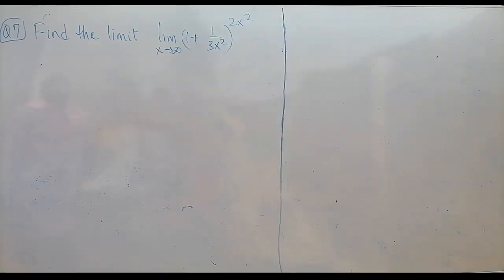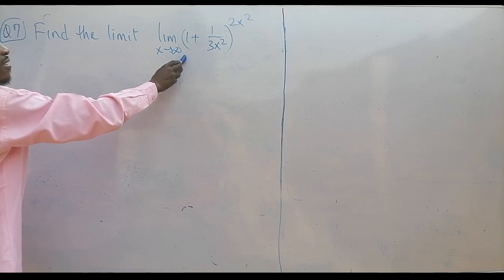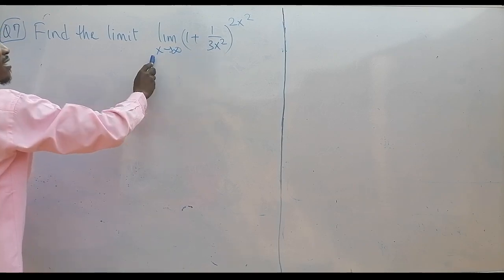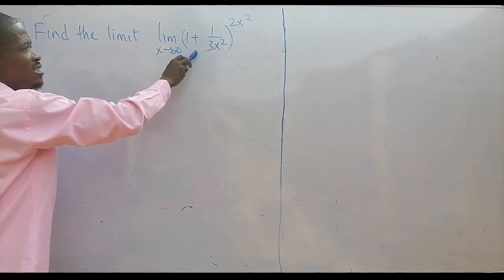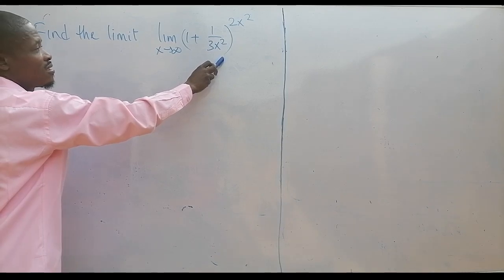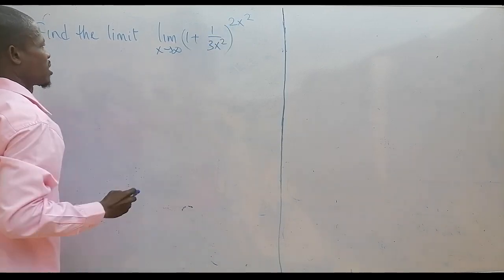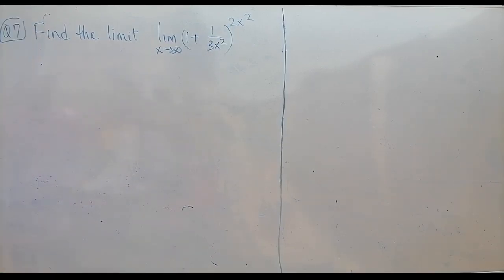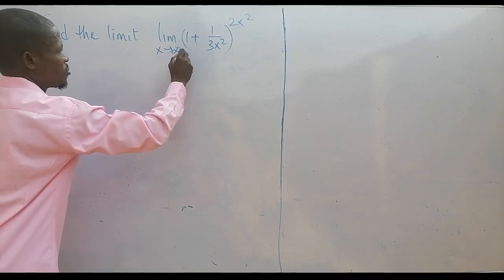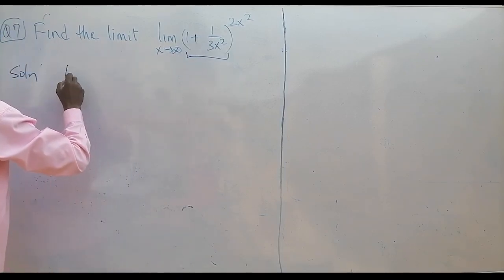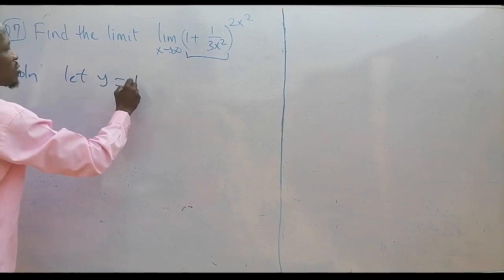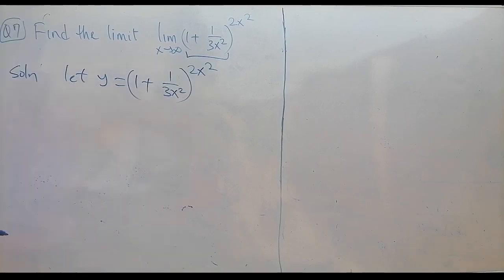Question 7. Find the limit of this function as x tends to infinity. We have the function inside as this, and the power is 2x squared. The first thing we are going to do to solve this question is to let y be equal to 1 plus this one.